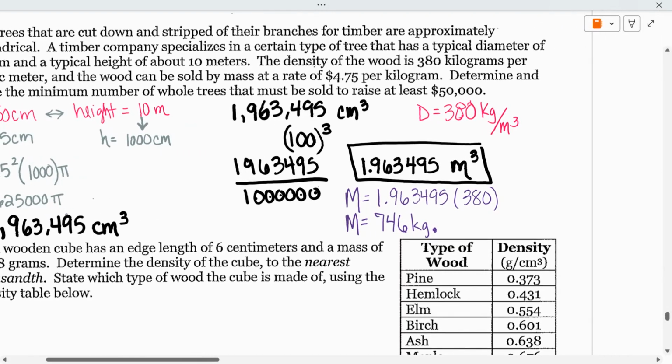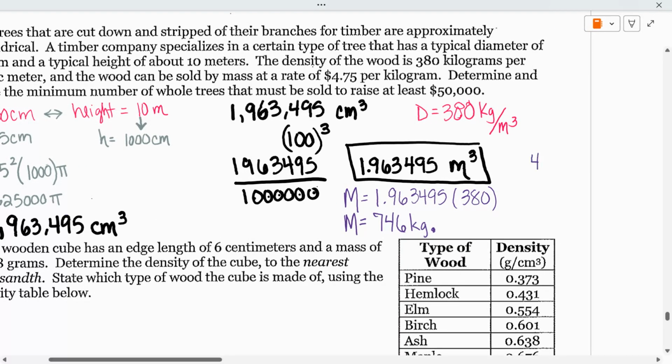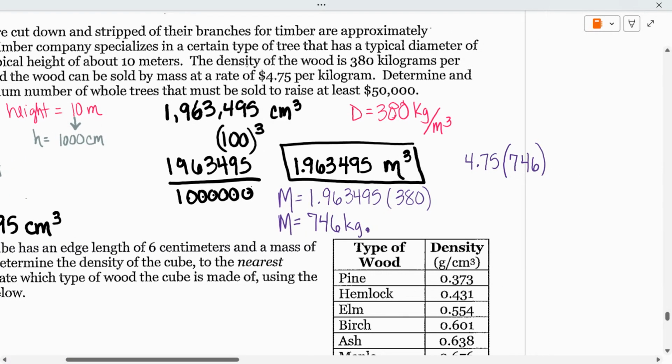How much money do I make off of one tree? Well, I take 4.75 because that's the money per kilogram times 746, and that gives me the money per tree. How much money do I make per tree? $3,543, and just give me 2 decimal places. 0.50. Okay. That's what I make per tree.